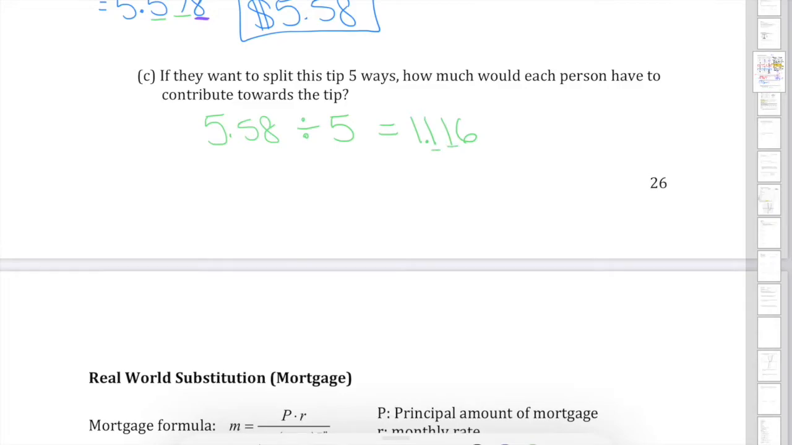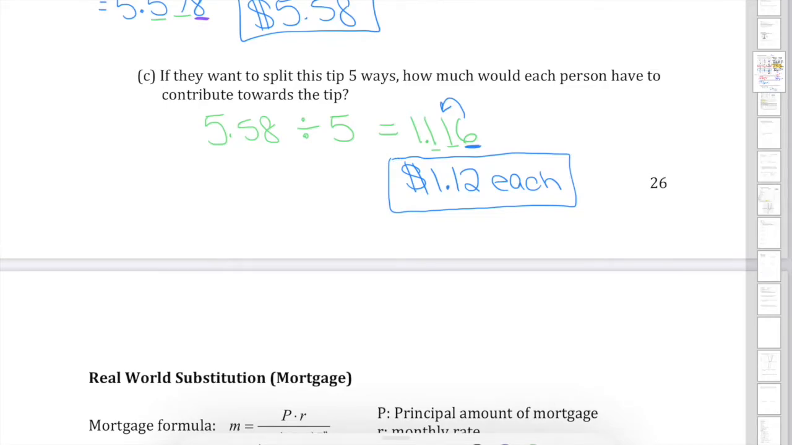I'm again going to round that. I want it rounded to money, so the nearest hundredth. But I want to reference that third digit, 5 or above, give it a shove. This is going to round up to $1.12 per person or each.